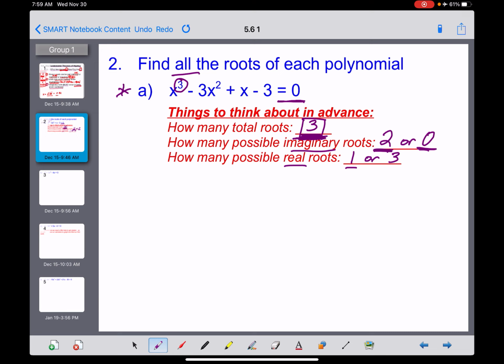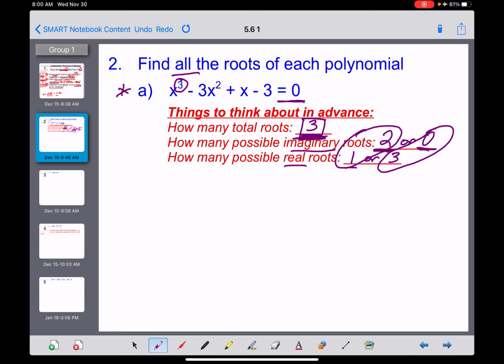Okay, so what I want everybody to notice right here is that the 2 and the 1 go together to add up to 3. So out of the 3, there could be 2 imaginary and 1 real, or these guys go together here as well. Out of the 3 total, we could have 3 real and no imaginary.